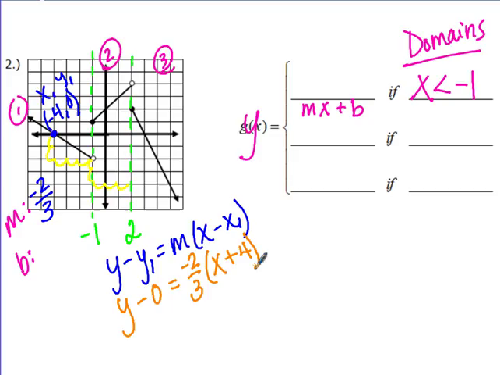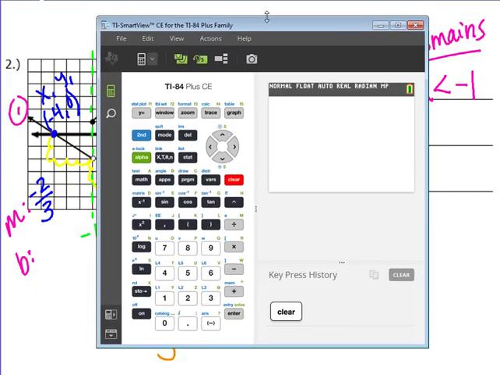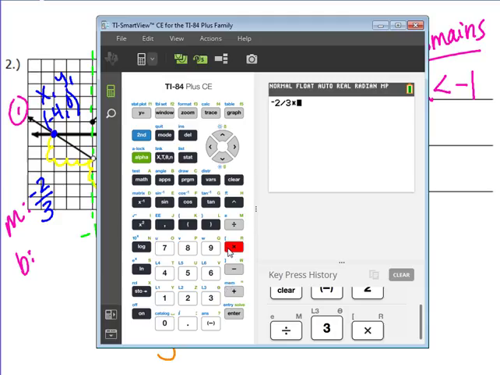From there, we're going to go ahead and distribute. Well, y minus 0 just becomes y, so that's helpful. So we're going to have -2 over 3 x, and then -2 over 3 times 4. So I'm going to grab the calculator. -2 divided by 3 times 4. And that gives me -2.6 repeating.